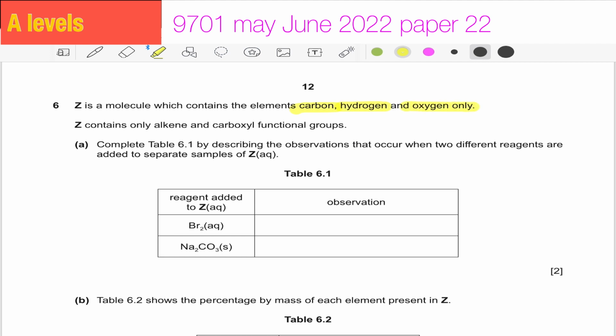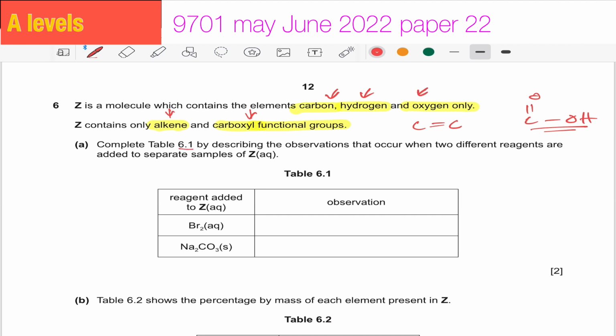Z contains only alkene and carboxyl functional groups. All right, so Z is an alkene. It has two functional groups: an alkene and a carboxyl functional group. That means it has both a carbon-carbon double bond and the C=O, OH group present. And it has three elements, carbon, hydrogen, and oxygen.